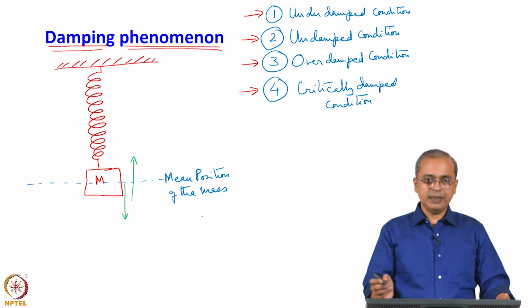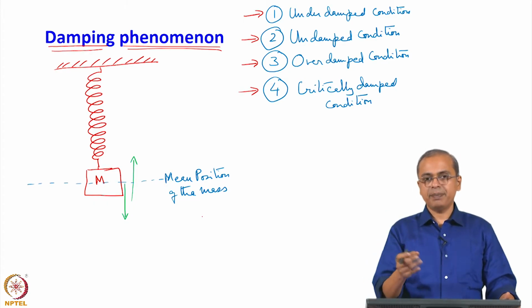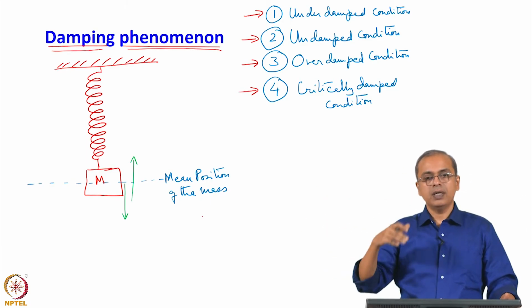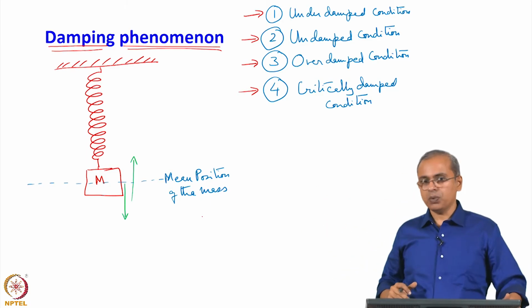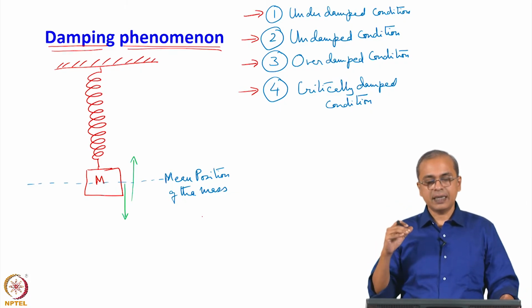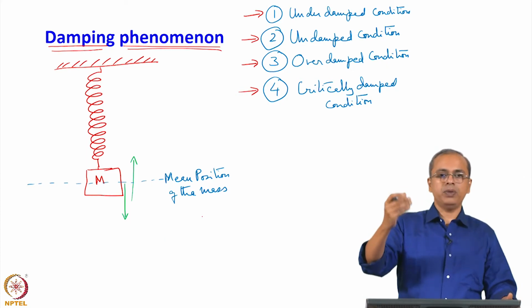So these are the 4 conditions. Undamped means no damping, so it vibrates indefinitely. Underdamped means it vibrates several times across the mean position and then decays to a halt. Overdamped means it will return only once and may take forever to return once, and critically damped means it will again return only once, but in the shortest time.